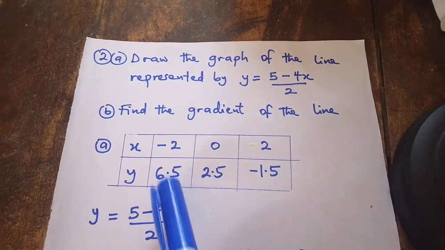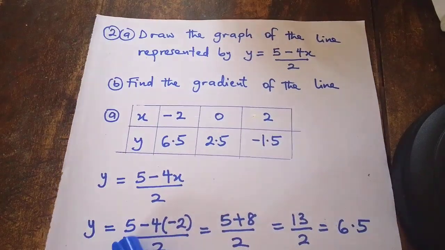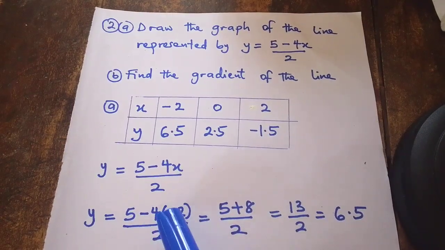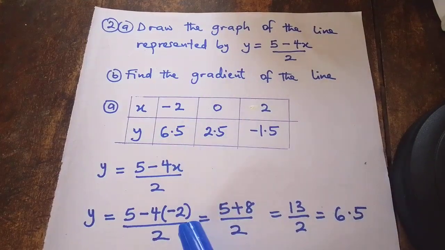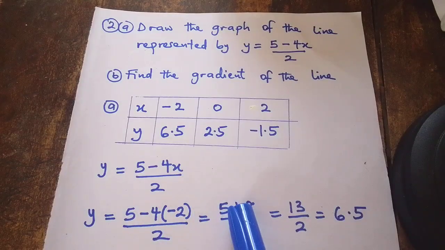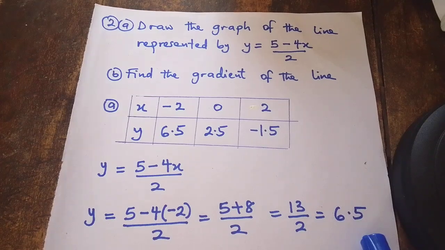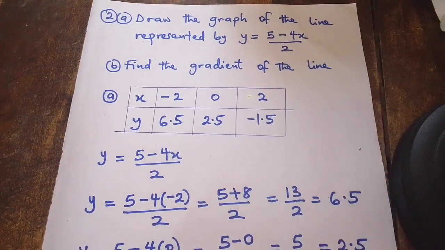So when x is minus 2, what will be the value for y? You have 5 minus 4 times minus 2, over 2. Minus times minus is plus. 4 times 2 is 8 over 2. 5 plus 8 will give us 13 over 2. 13 divided by 2 is 6.5.